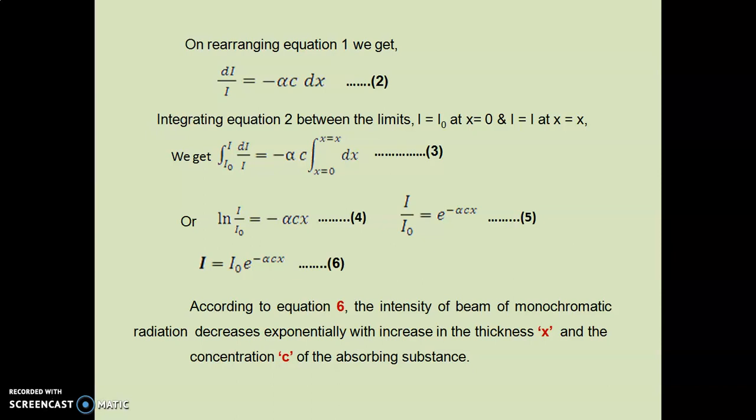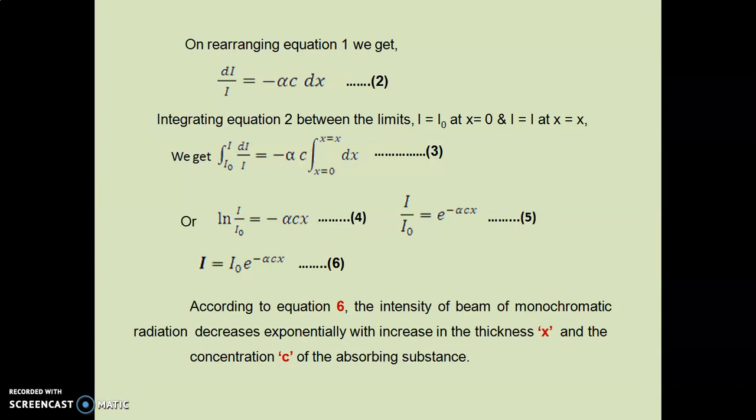That is equation 3. Now equation 3, if you solve the limits, the answer is log of I upon I0 is equal to minus alpha into C into x. That is equation 4. Equation 4 can be written in the form of exponential form if you remove log. So I upon I0 is equal to e raised to the power minus alpha into C into x. Or it can be written as I is equal to I0 into e raised to the power minus alpha into C into x.